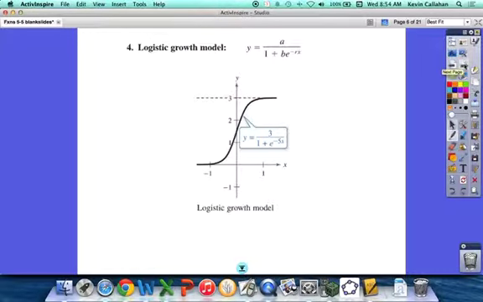Right, this is called the logistic growth model. It's trying to show growth, but it's not the exponential growth that we're used to seeing, because after that period of exponential growth, it caps itself and then kind of flatlines. It has an asymptote right here.